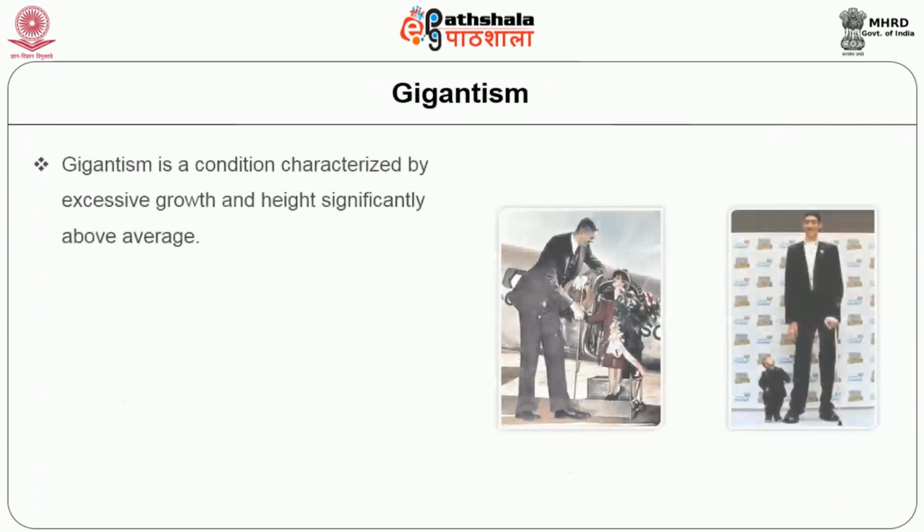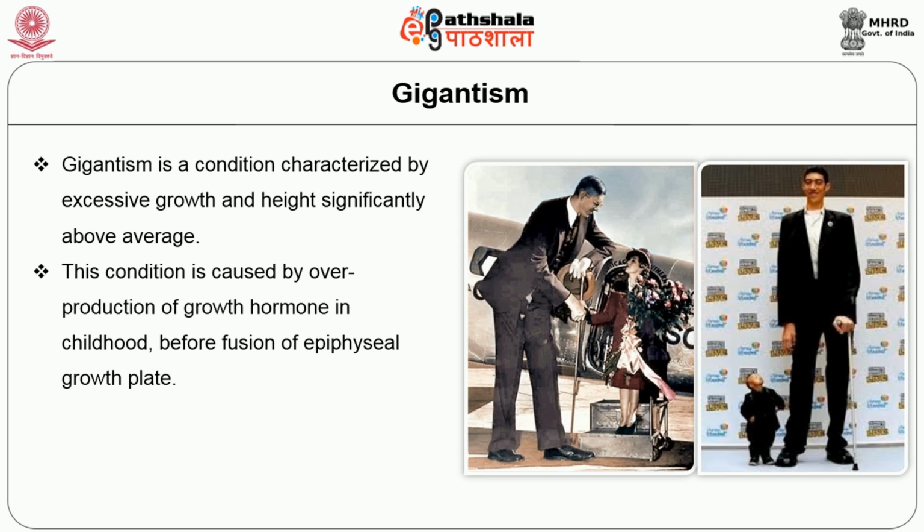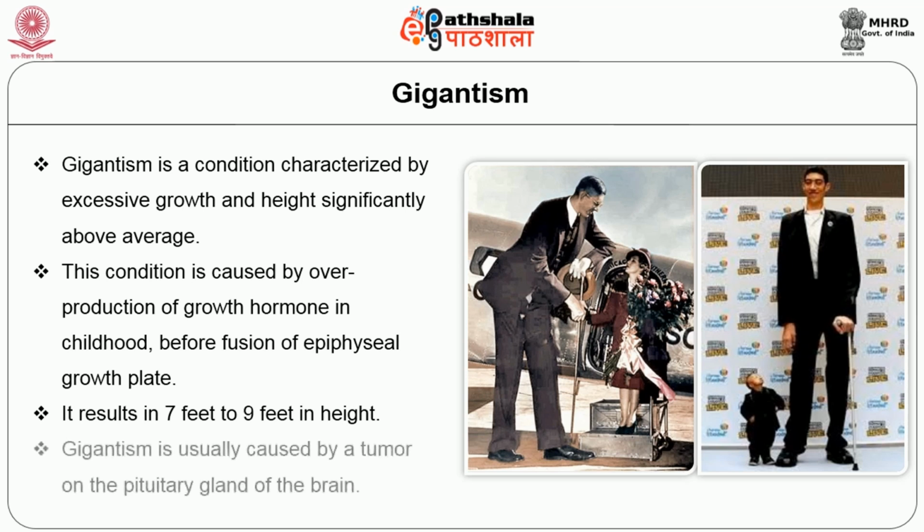The next one is gigantism. Gigantism is a condition characterized by excessive growth and height significantly above average. This condition is caused by overproduction of growth hormone in childhood, before the fusion of the epiphyseal growth plate. It results in a height of 7 feet to 9 feet. Gigantism is usually caused by a tumor on the pituitary gland of the brain.